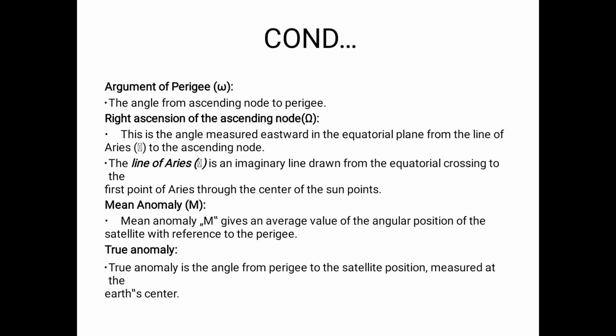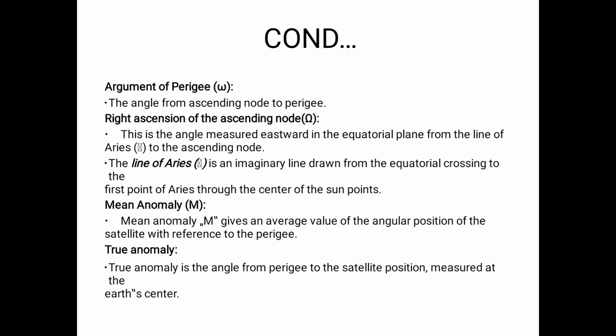Argument of perigee, denoted by the letter omega: the angle from the ascending node to perigee. Right ascension of the ascending node: this is the angle measured eastward in the equatorial plane from the line of Aries to the ascending node. The line of Aries is an imaginary line drawn from the equatorial crossing to the first point of Aries through the center of the Sun.